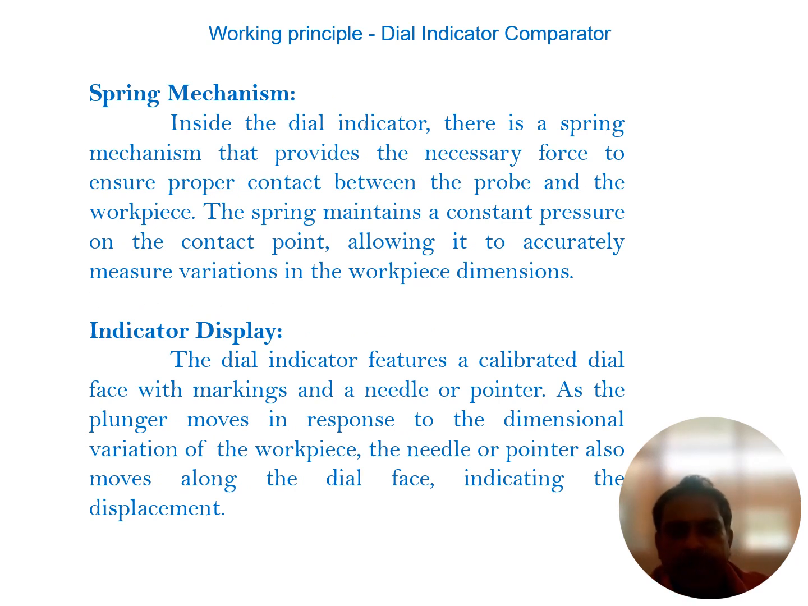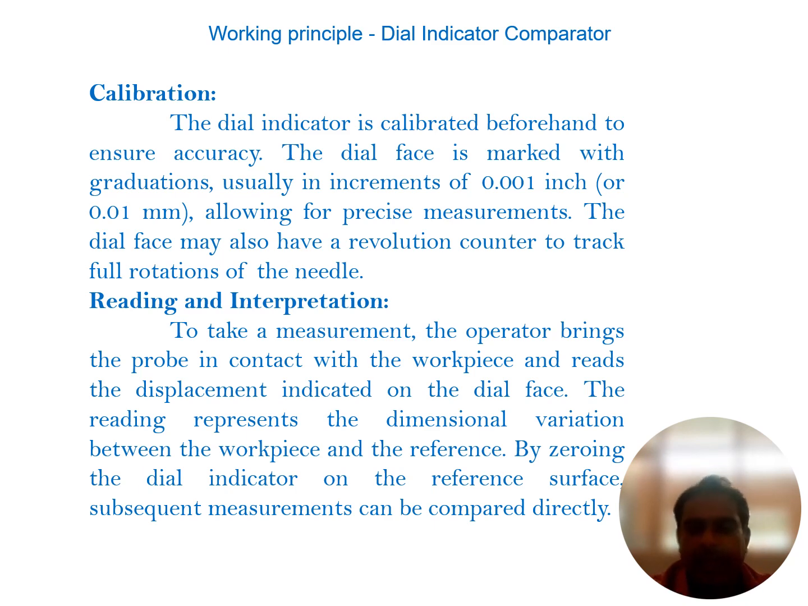Next, the spring mechanism. The spring mechanism controls the forward movement. Next one, the indicator display. The indicator displays whether the component is acceptable, that is, the 0 point, or it may move in the forward or reverse direction. So it is displayed on the indicator. Then calibration. With the probe, the comparator can be calibrated to 0.001 inch or 0.01 mm. Next one, reading. To take the measurement, the operator will bring the probe into contact with the workpiece and read the displacement indicated on the dial face.